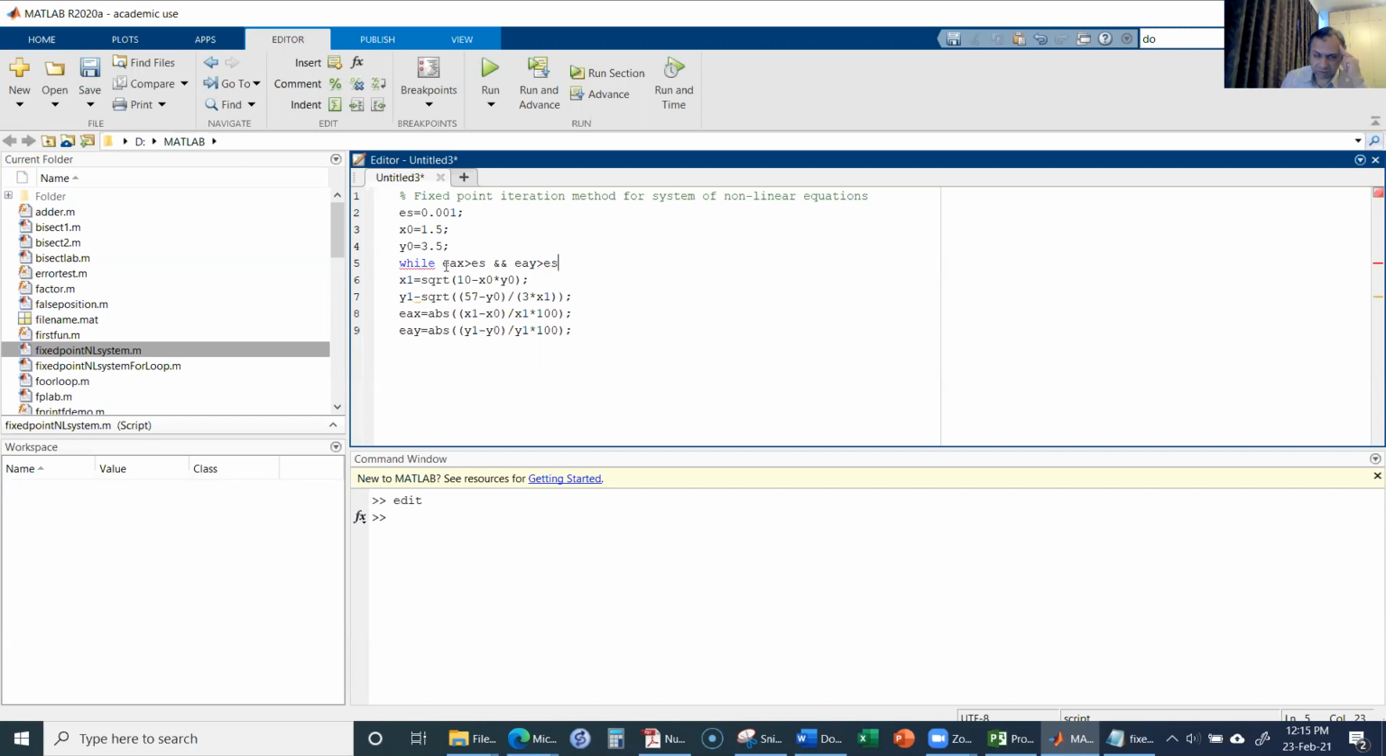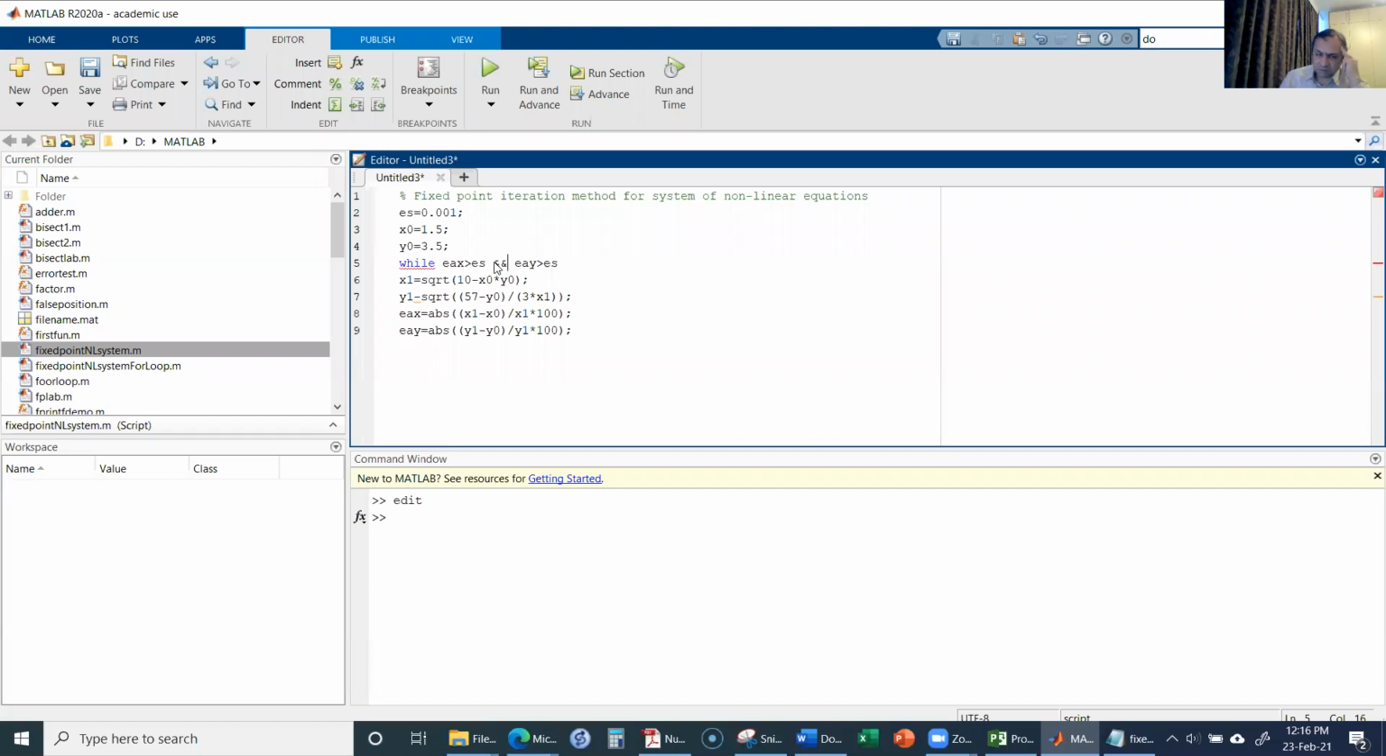Okay, so now look at this over here. Here I am using this double ampersand sign. Even if you can use a single ampersand sign as well, if we want to check both of these conditions, EAX is greater than ES and EAY is greater than ES, you should use and. If you use single and, it will give you a warning saying that for numerical comparisons you should use a double and. So it is like the and operator. If you want to search this term and also this term, you normally put AND in a Google search. So in MATLAB, this and is the double ampersand sign.